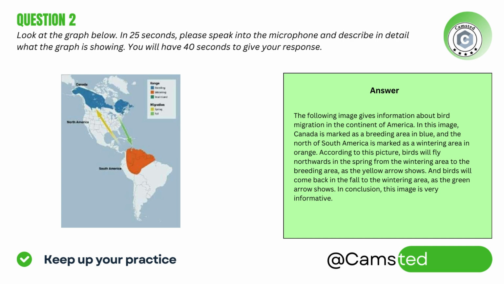According to this picture, birds will fly northwards in the spring from the wintering area to the breeding area, as the yellow arrow shows. And birds will come back in the fall to the wintering area, as the green arrow shows. In conclusion, this image is very informative.